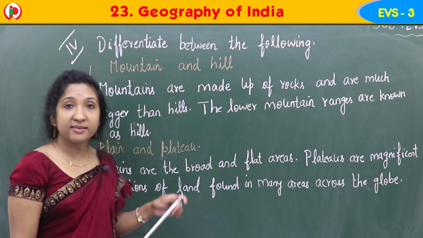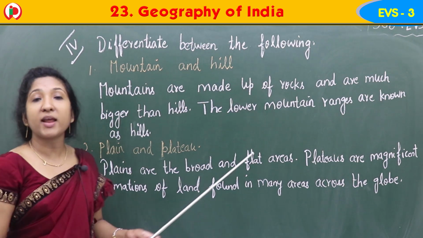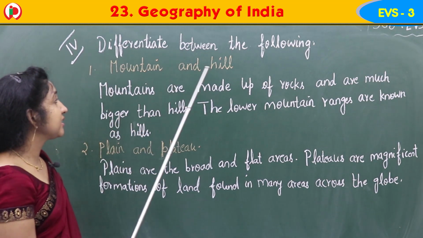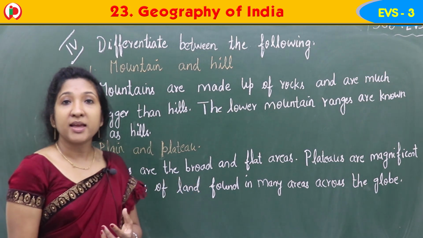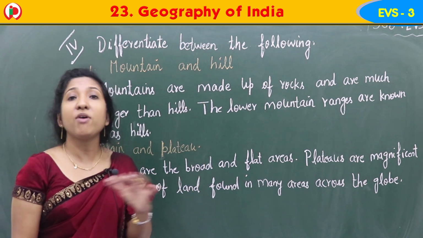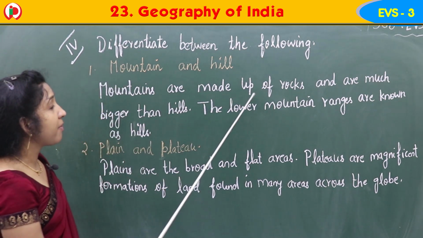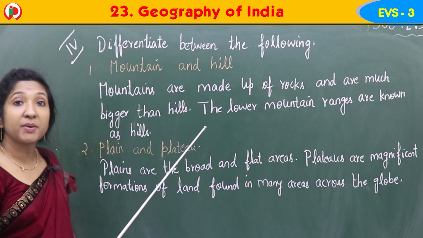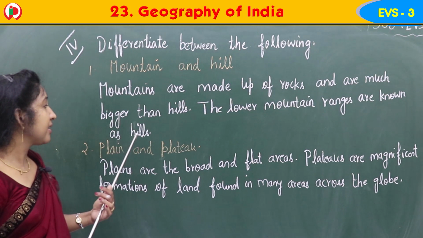Yes, children, coming to the next section, next exercise, exercise 4, differentiate between the following. You have to write the difference between the following, okay? First one, mountain and hill. Write the difference between mountain and hill. So what is a mountain? It is made up of rocks, isn't it? Yes, it is higher than hills. Hills are lower mountain ranges, we say, isn't it? Yes, so mountains are made up of rocks and are much bigger than hills. Mountains are bigger than hills. The lower mountain ranges are known as hills.